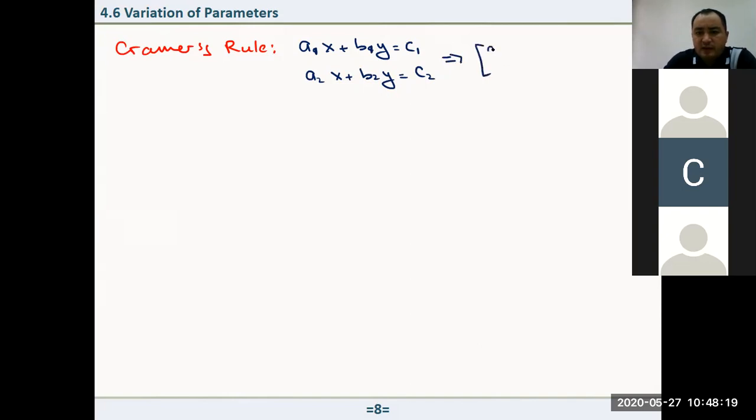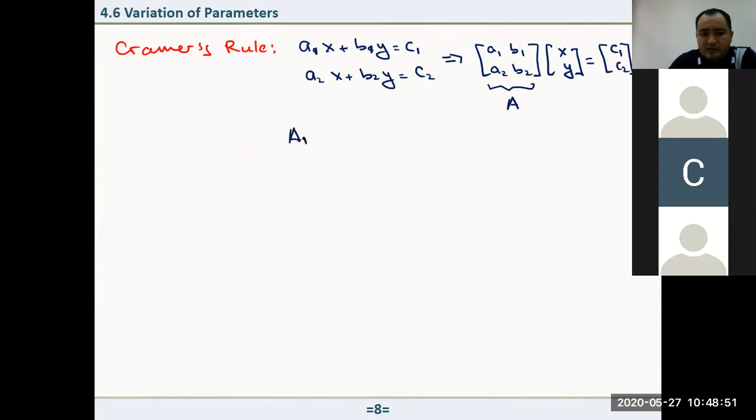Here we have a sub 1, b sub 1, a sub 2, b sub 2, right? And here we have x and y. On the right hand side, we have c sub 1 and c sub 2. Right. Now, let me just denote this matrix by A. Okay, that is matrix A. All right. And also, I will define another matrix.